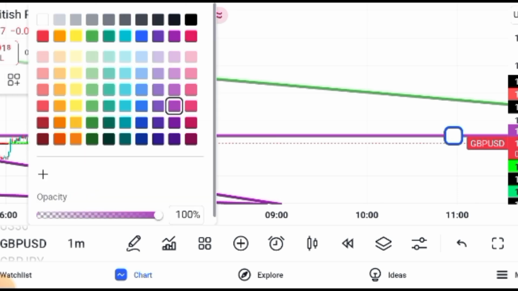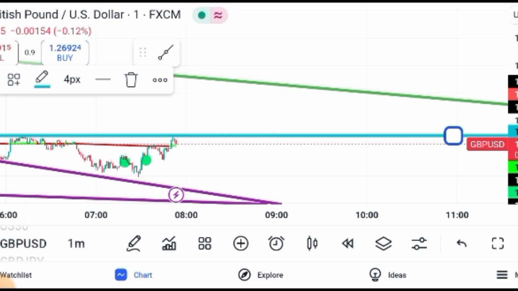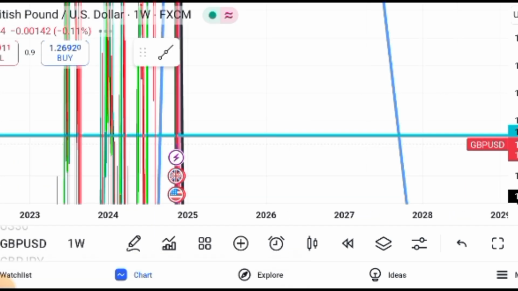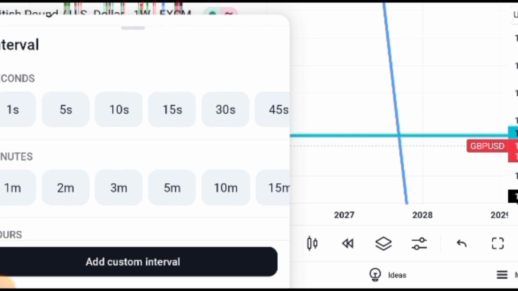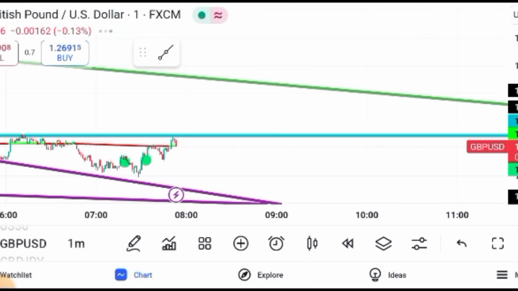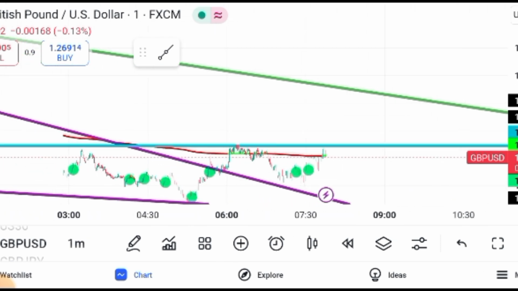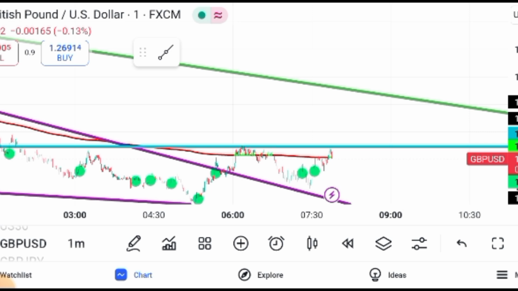Let's change the color of our resistance line and make it maybe like baby blue. Okay, this is not like our weekly trend line. Yes, the colors are not the same. That's good. Okay, so I'm putting resistance lines here based on the 1 minute chart because basically I want to enter on the 1 minute or 5 minute. So the resistance level still becomes the same.